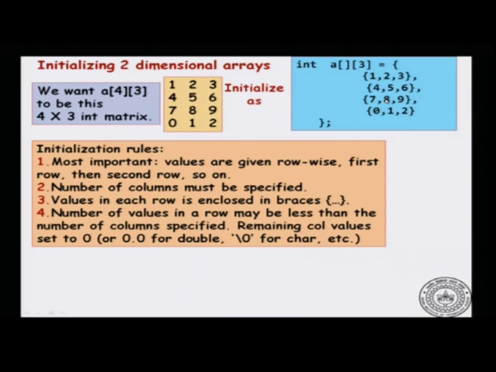So, there are some initialization rules similar to what we have seen for one dimensional arrays. Values are given row wise.